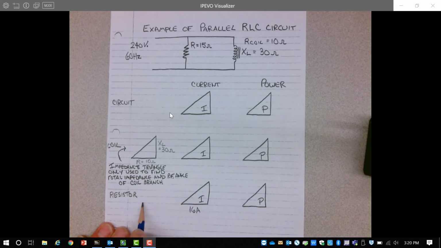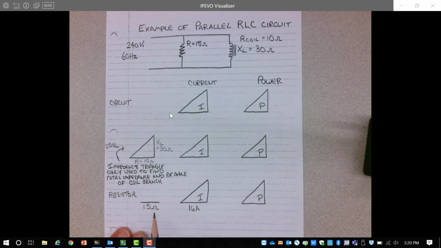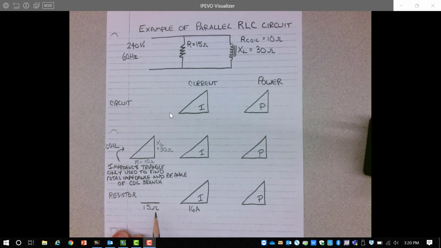One thing to keep in mind is that because the resistor has a value of 15 ohms, and that is the impedance of that resistor, then there is no inductive reactance, and the total impedance is the same as the horizontal or resistive part of that resistor, and it makes every triangle we have for the resistor just a basic flat line. So for this resistive branch, the current through that branch is 16 amps.